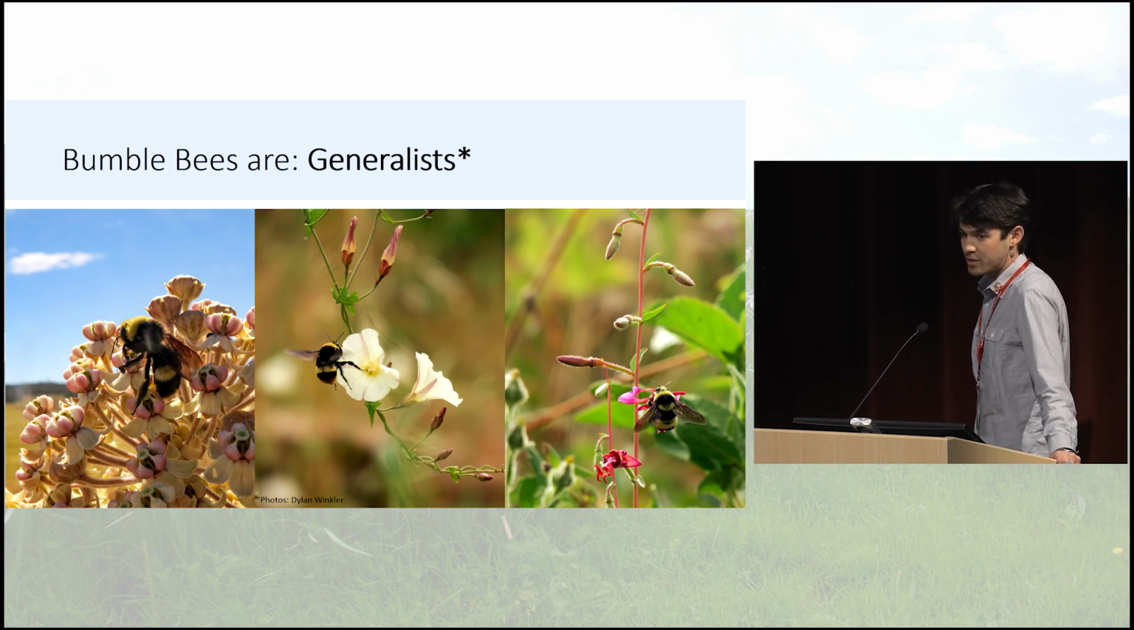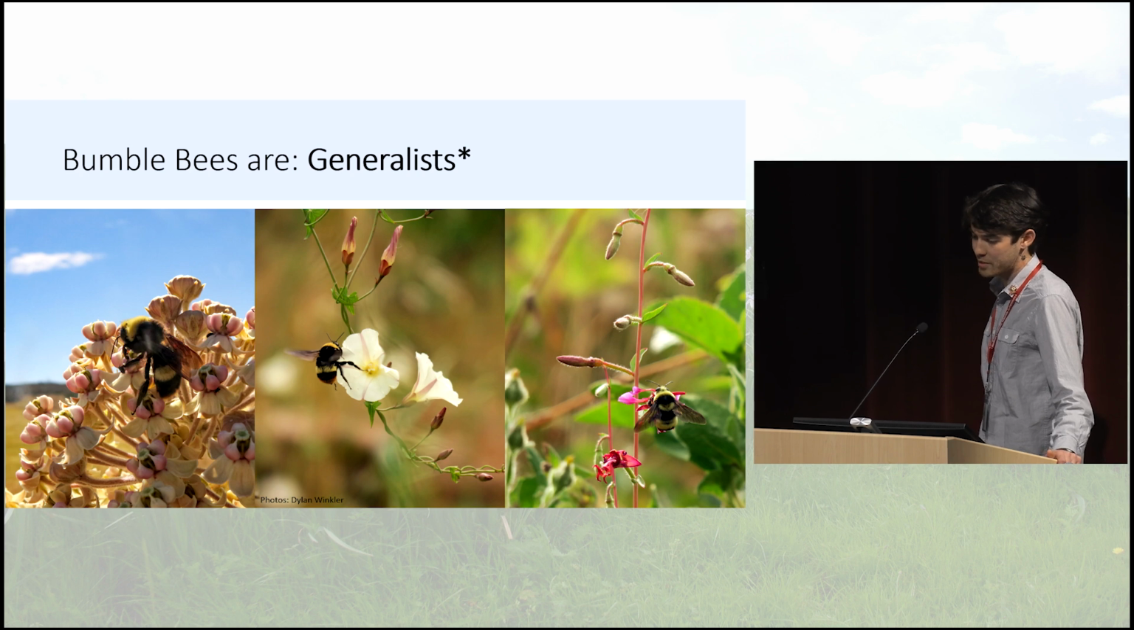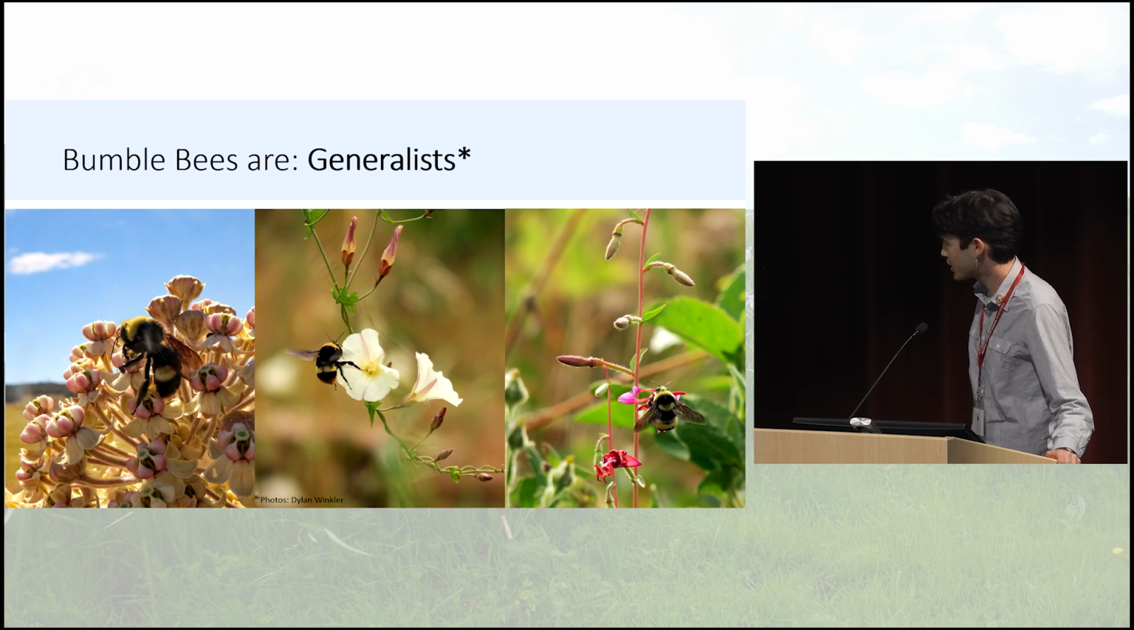Because they have such long colony life cycles, bumblebees have to use a wide variety of plants, so they're often called generalist foragers, which means they use a variety of plants for nectar and pollen. This is in contrast to specialists. You can think of something like a squash bee, which only uses squash flowers for pollen. Bumblebees, in contrast, collect pollen from many, many different plants, although they do have preferences, and I'm going to come back to their preferences in a later slide.